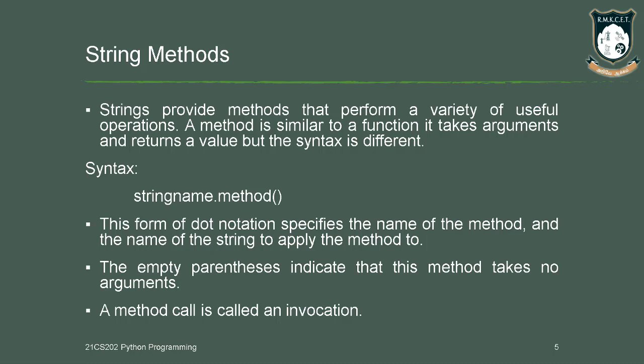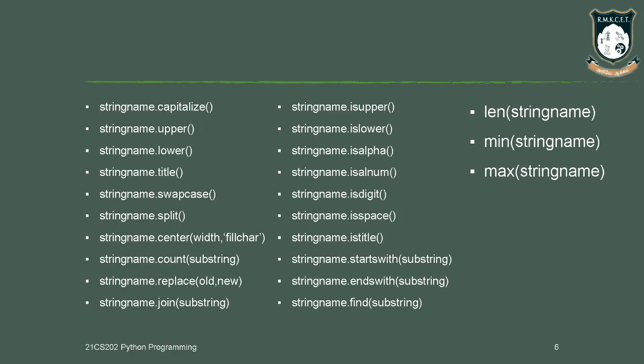This type of method call is said to be an invocation, so we are invoking that operation over the string. The string name holds some string, and over that string we are passing this operation and performing it. These are the different methods the string has. In total, you have 23 different types of methods. We shall see them one by one.